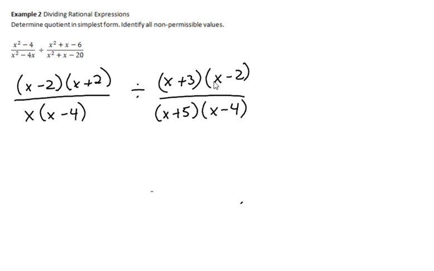And that's again because in the numerator we're looking for two numbers that multiply to -6 and add to 1. In the denominator, we're looking for two numbers that multiply to -20 and add to 1. Okay? Now at this point, we need to look at our restrictions.